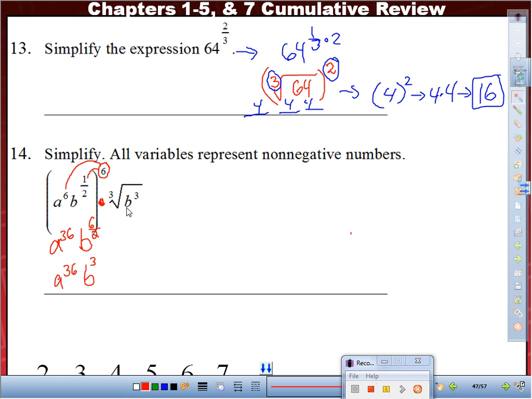From there, to simplify this root, what do we know about exponents and indexes? They divide, right? So 3 divided by 3 is 1. So this becomes b to the 1st, and there's multiplication in between. Therefore, when we multiply same bases, we add the exponents. So this becomes a to the 36 times b to the 4th.